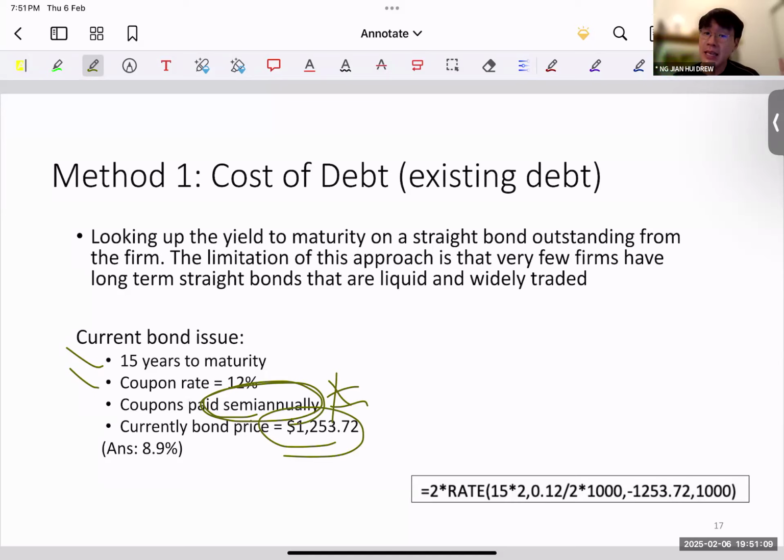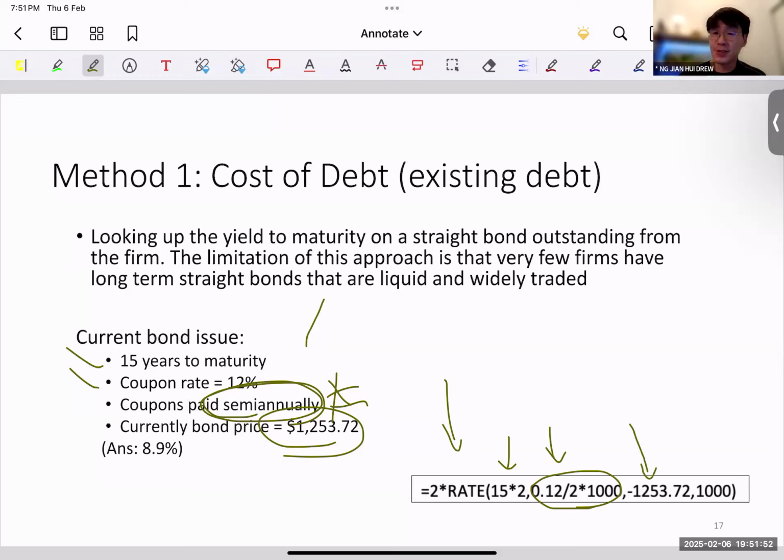Again, in case you are rusty on this, how do you even use this rate function? I really encourage you to look through the recap slides on time value of money. I have more slides to go through step by step, but we have assumed in this module that you know how to do this. So use your rate function. Because it's semi-annual, we need to multiply our maturity of 15 years by 2. And then for the coupon, we take the coupon divided by 2 times 1,000, because we know our face value is 1,000. The bond price now is a negative value.